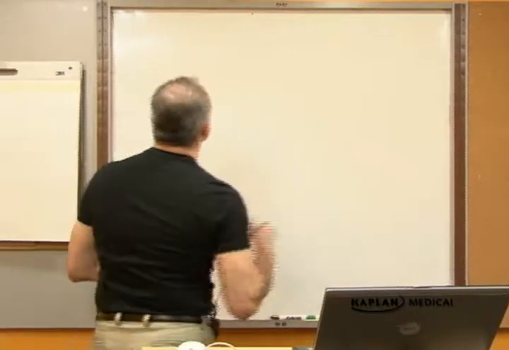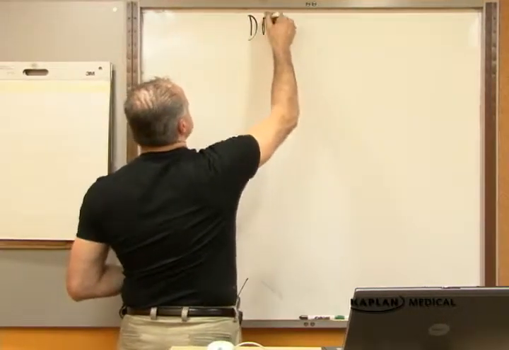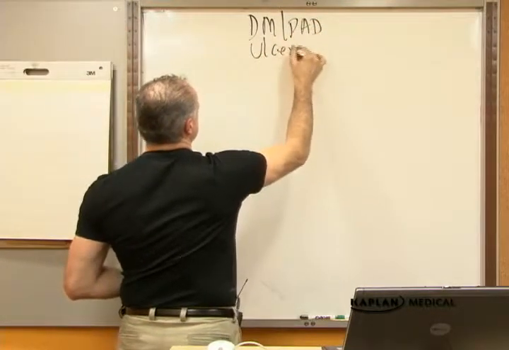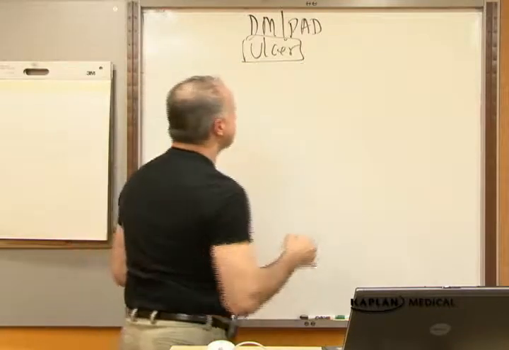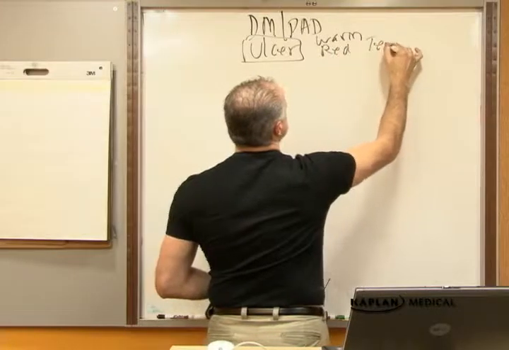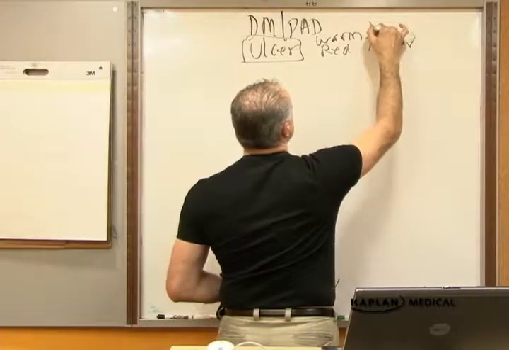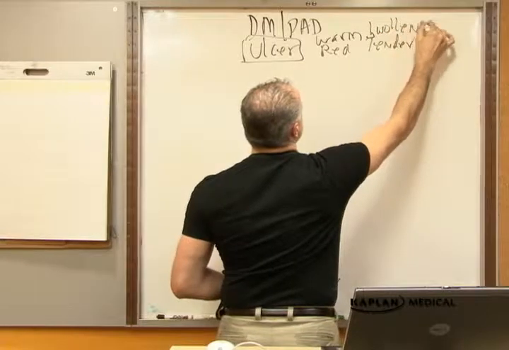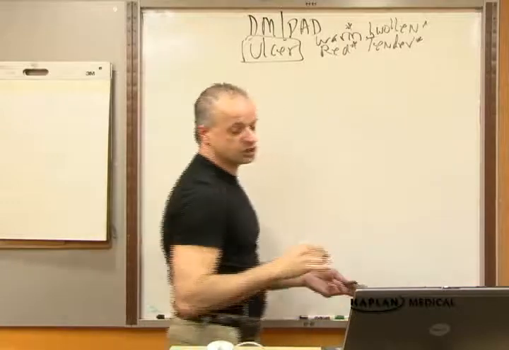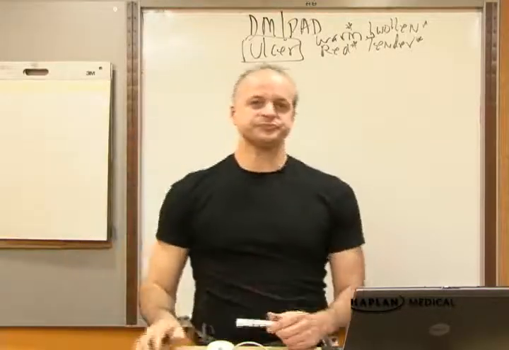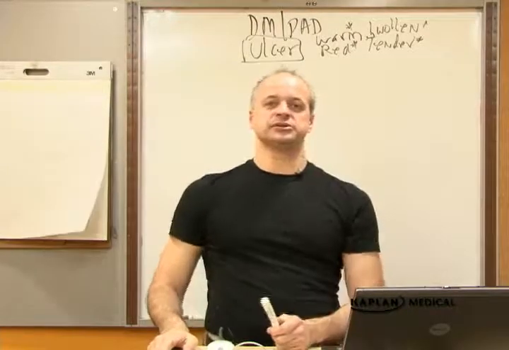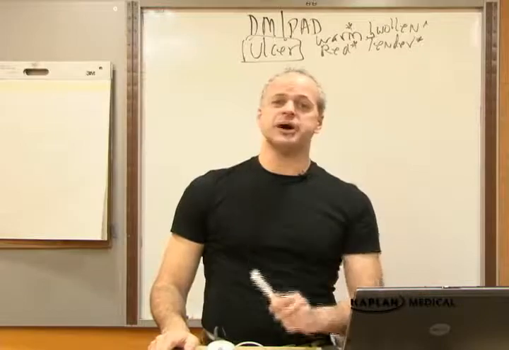In bone infections, the question is always this. You have a diabetic person with peripheral arterial disease, and they've got an ulcer. Now, ulcers are by definition warm, red, tender, and swollen. Now the question is: is that infection just in the skin, or has it gone into the bone?